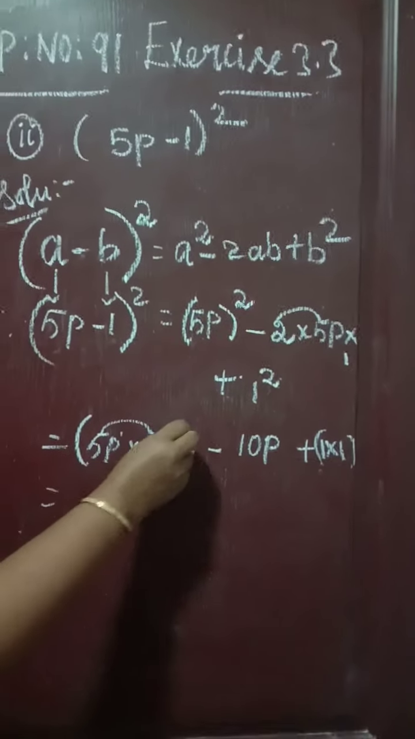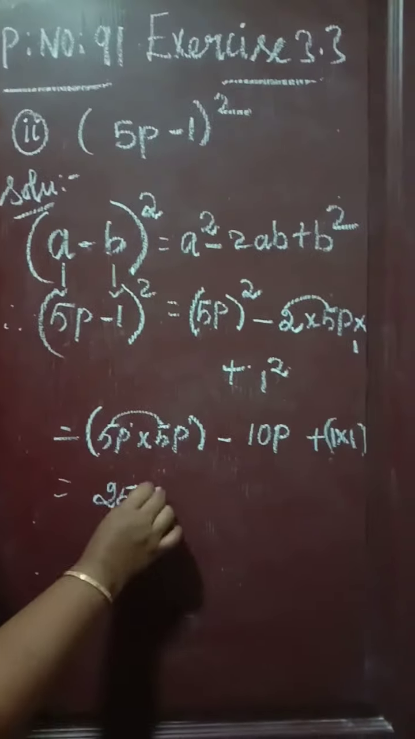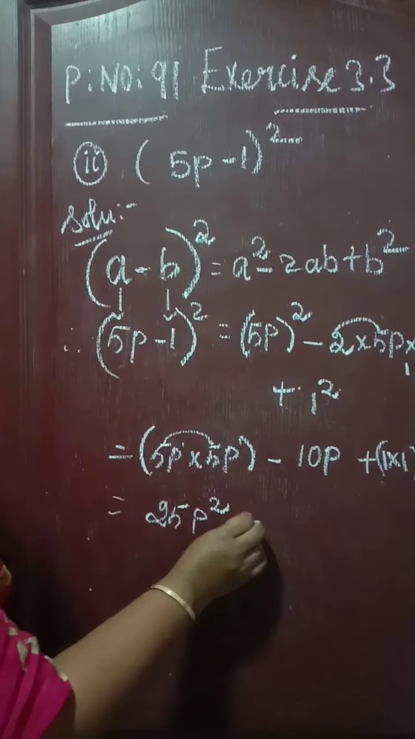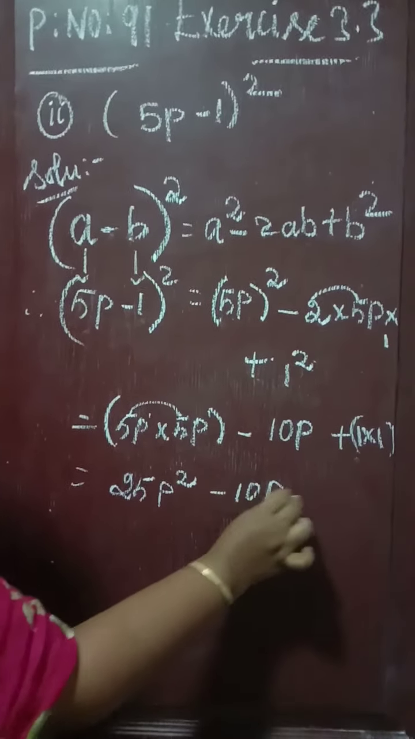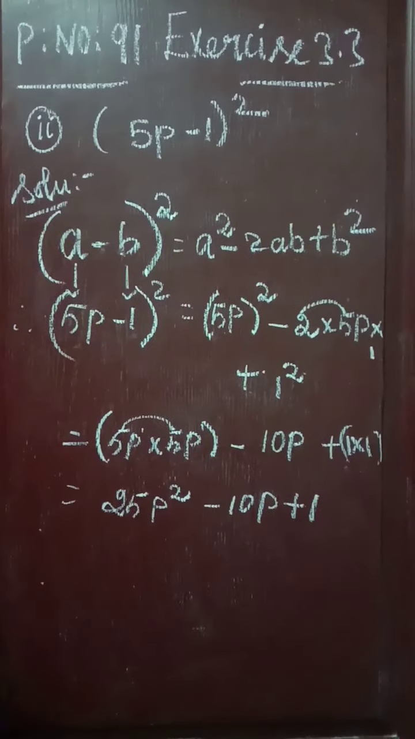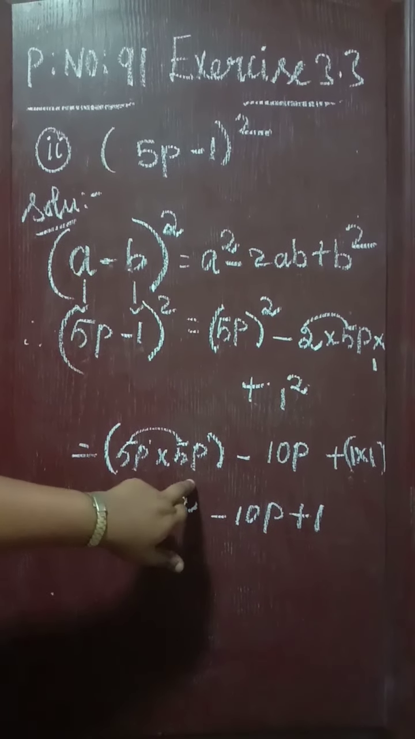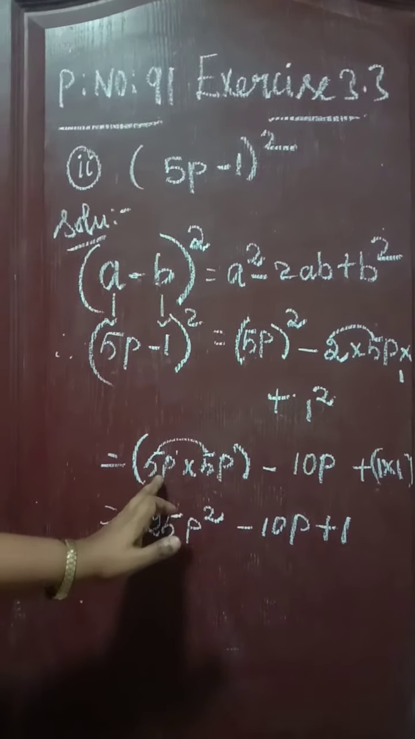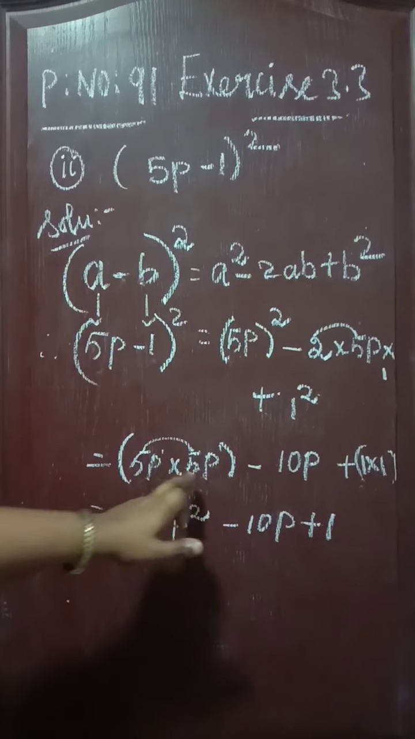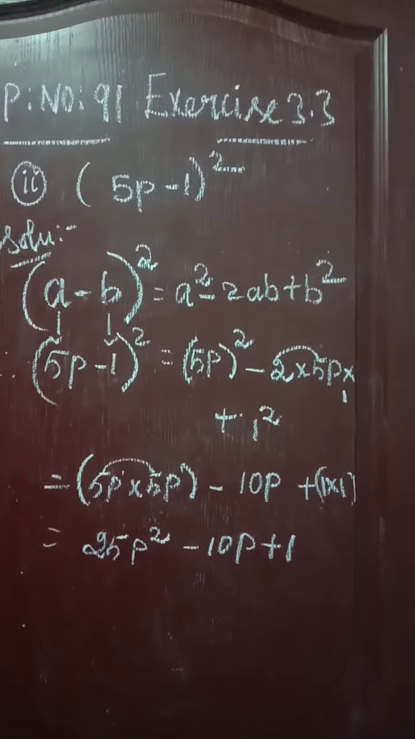Here 1, here 1, so 1 plus 1 is 2. So p square minus 10p plus 1. In this place we have to apply the law of exponents: in multiplication, if the bases are the same, we add the power.